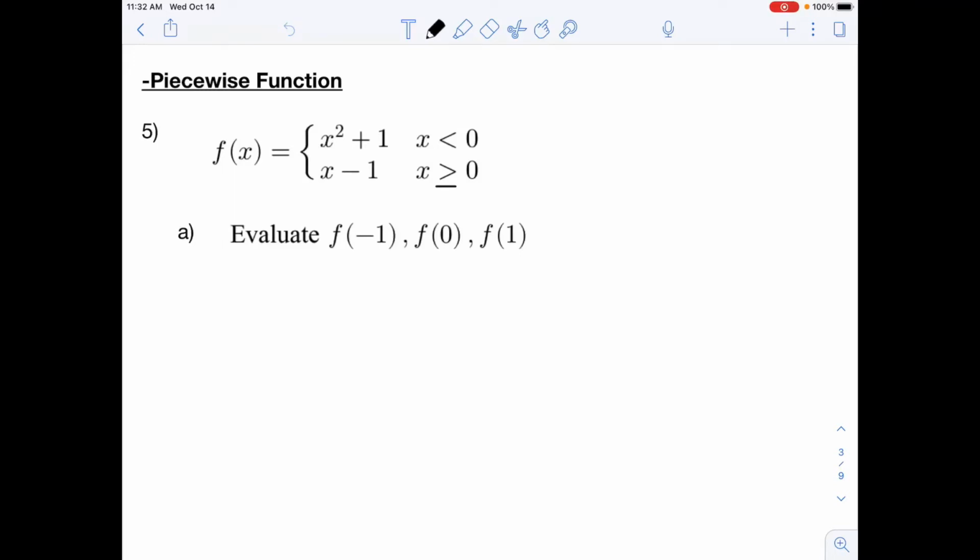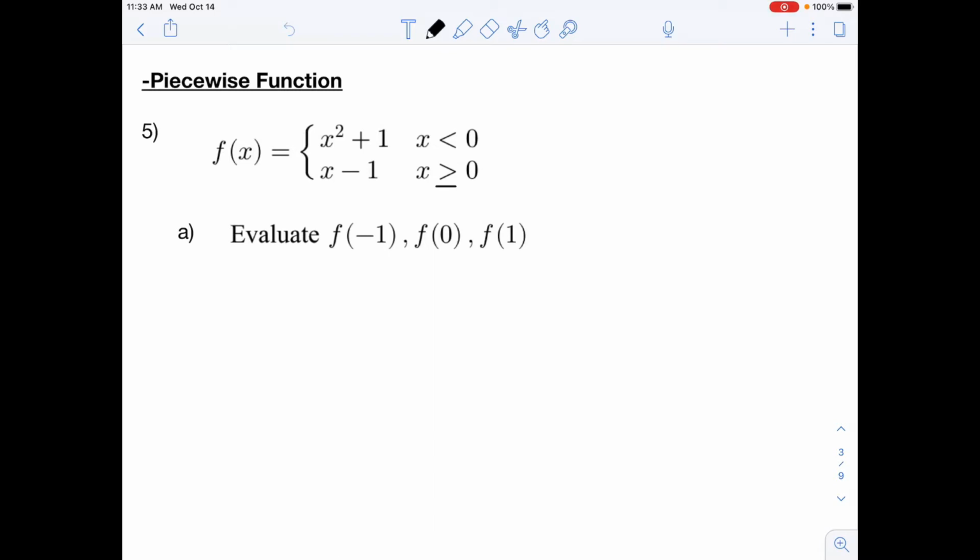All right, guys, so let's talk about a piecewise function. What we're going to do is evaluate a piecewise function, and then graph it. So you can see here we have this function f of x. What you have with a piecewise function is two separate functions with a restricted domain. In essence, that's really what you have with a piecewise function.